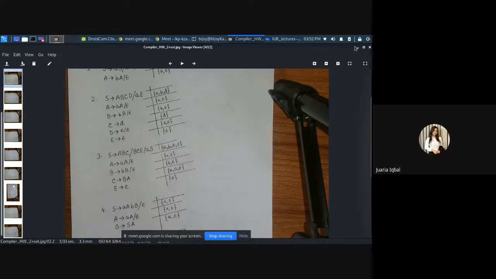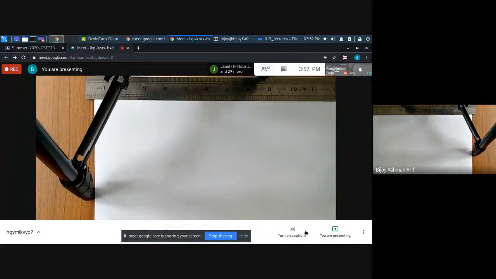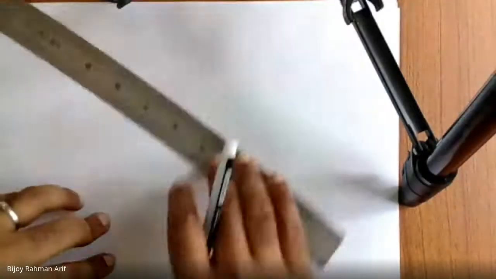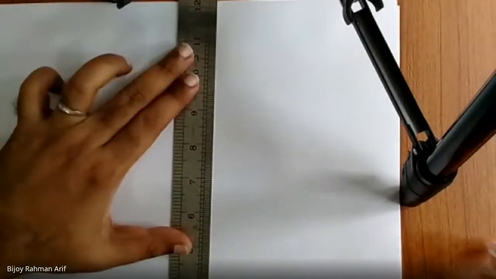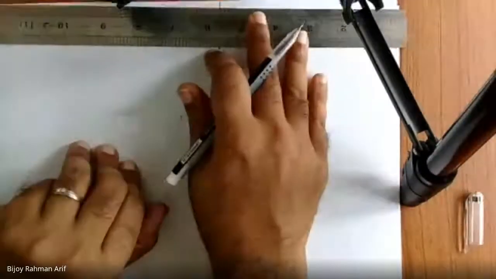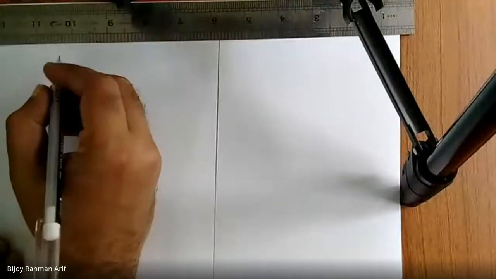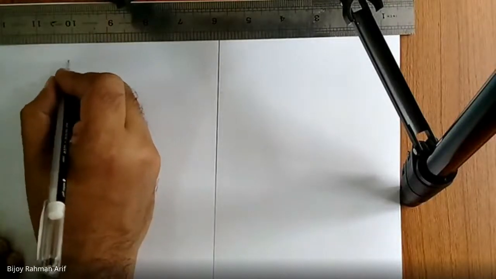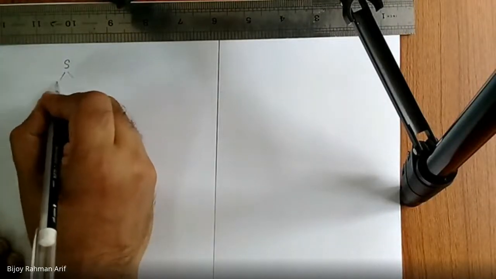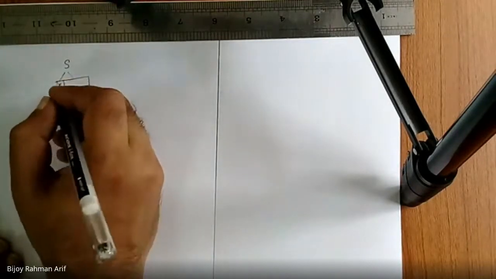Okay, so let's start today's topic. Today we are going to talk about follow. But first, what is first? First is something like this. Let's assume I'm trying to derive something. Let's assume from S, I derive some expression, some right hand side. Whatever comes at the beginning, this is called first.